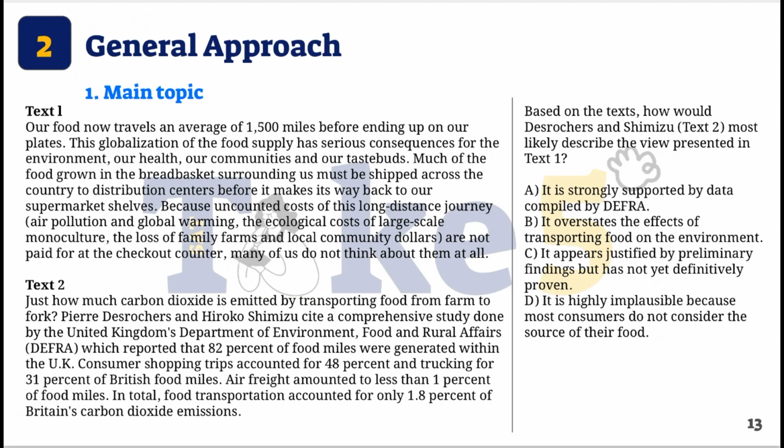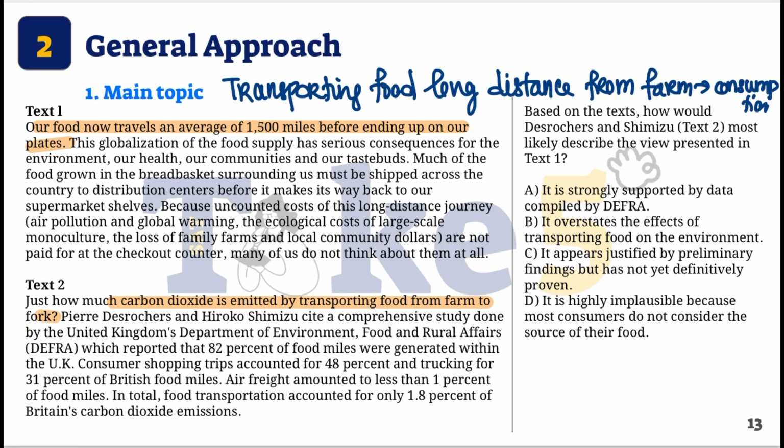For step 1, what is the main topic that both passages discuss? Let's skim through the first few sentences of each passage, and we can see that the first text talks about how food has to travel a long distance before ending up on our plate, and the second text talks about carbon dioxide emitted from transporting food from farm to fork. So the main topic is transporting food long distance from farm to consumption.